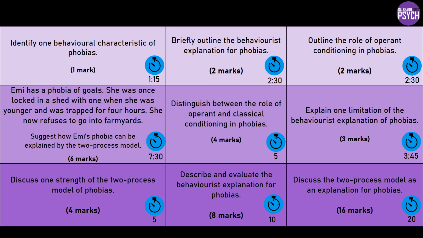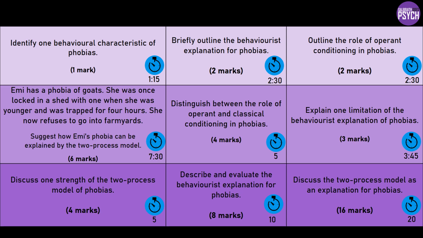Okay, one limitation of the 2-process model here. So for 3 marks, explain one limitation. We're looking for a PEEL or kind of a point, explain, conclude kind of paragraph here. One of the most common limitations of this theory is that it's an oversimplification. So one limitation of the 2-process model is that it's an oversimplification. There's your point. We need to explain that point. Well, why is it an oversimplification?